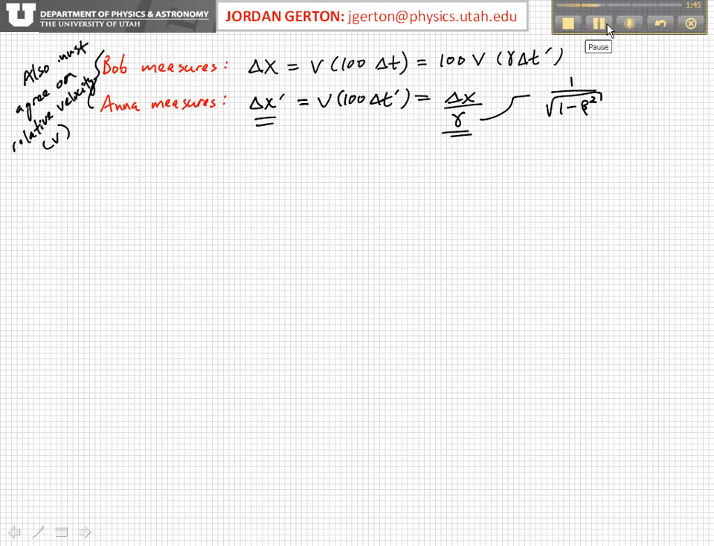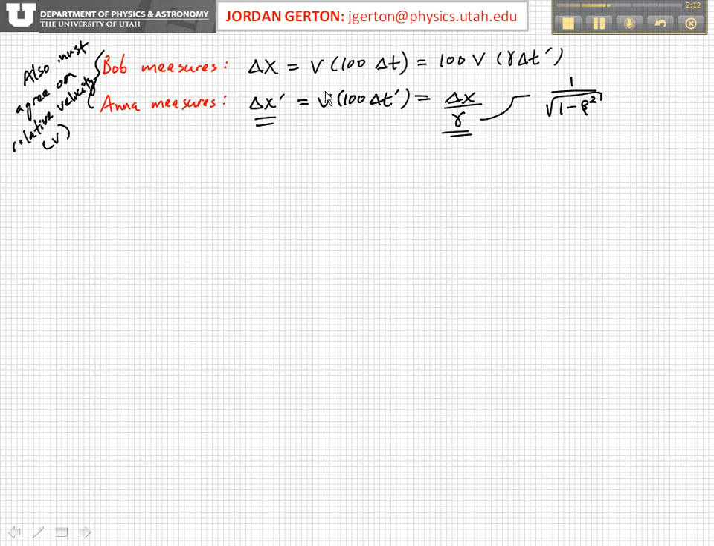It's important, when you compare these two expressions, to realize that in order for it to work out this way, Anna and Bob must, in addition to agreeing on the number of ticks on the clock, so the number of events that passed, also agree on the relative velocity. And that makes sense, right? Because it's a completely symmetric situation.